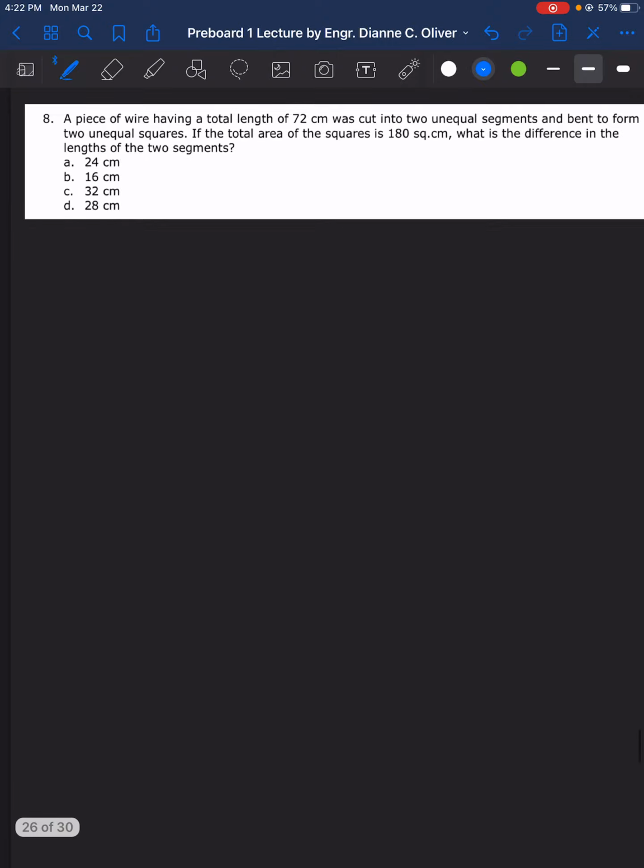Next, number 8. A piece of wire having a total length of 72 centimeters was cut into 2 unequal segments and bent to form 2 unequal squares. If the total area of the squares is 180 square centimeters, what is the difference in the lengths of the 2 segments? Letter A, 24 centimeters, B, 16 centimeters, C, 32 centimeters, or D, 28 centimeters.